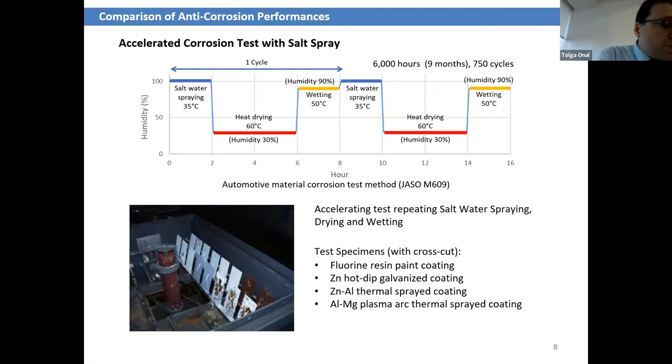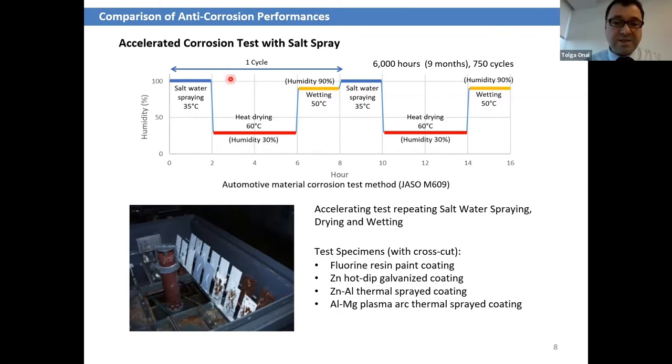In order to evaluate and compare the anti-corrosion performances of various coating materials, we conducted an accelerated corrosion test with salt spray, simulating the marine environment. The test is based on the Automotive Material Corrosion Test Method, JASO, Japanese Automotive Standards Organization. One cycle consists of salt water spraying at 35 degrees Celsius for 2 hours, heat drying at 60 degrees for 4 hours, and wetting at 50 degrees for 2 hours.